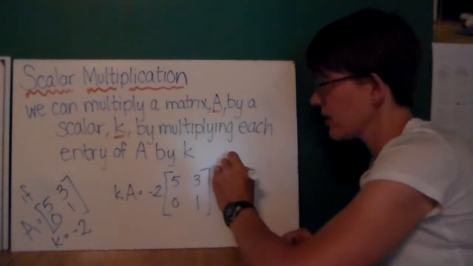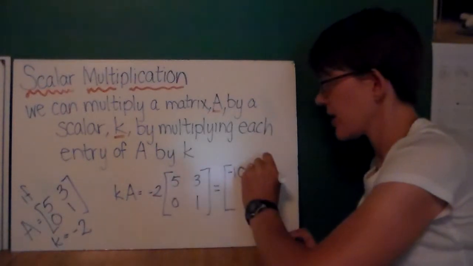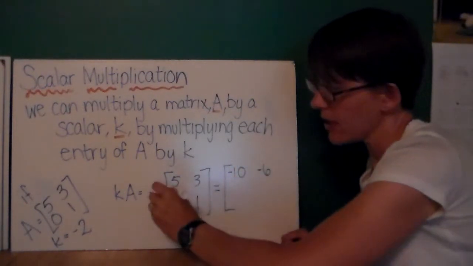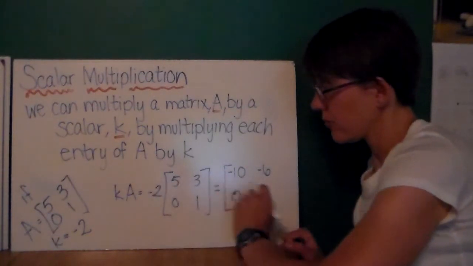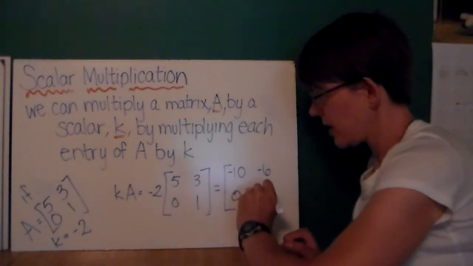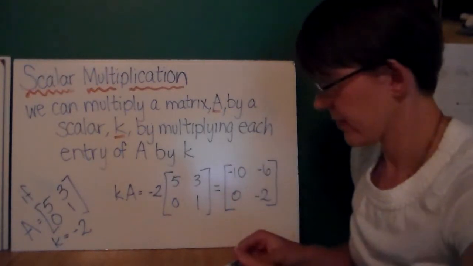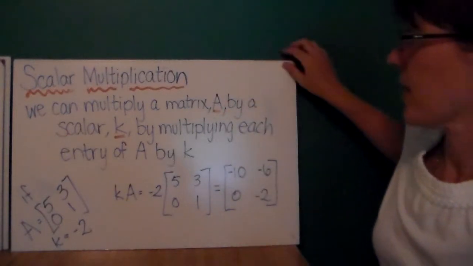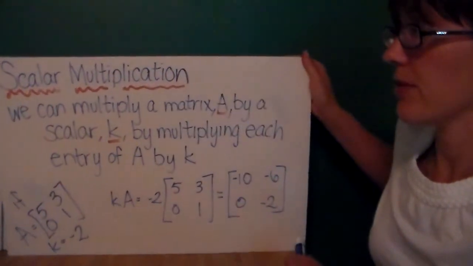So -2 multiplied by 5 is -10. -2 multiplied by 3 is -6. -2 multiplied by 0 is 0, and -2 multiplied by 1 is -2. So that's scalar multiplication, which is not too bad.